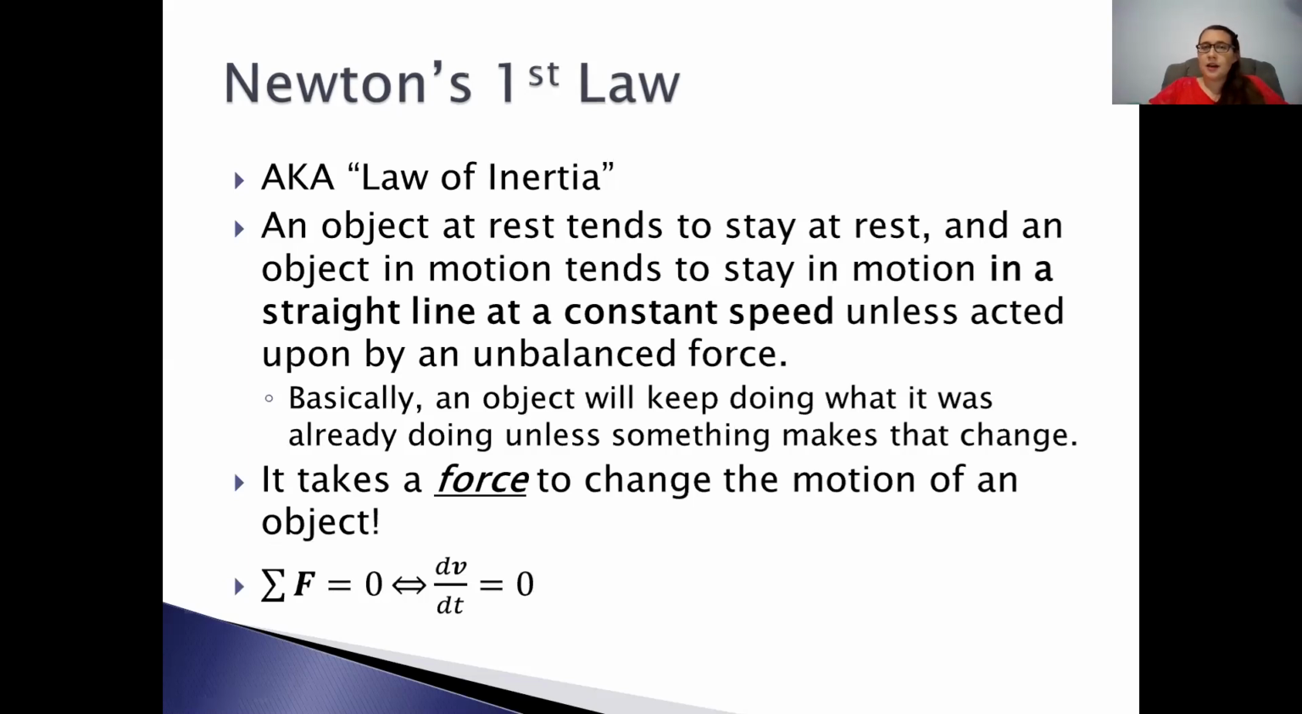That means there's nothing unbalanced in the system. Every force is balanced by something. And if that's true, then the change in its motion, right? Whenever we see a derivative, dv or delta v over delta t, that means a change in the velocity over a change in time. So if there's no unbalanced force, then there's no change in how the object is moving. There's no change in its velocity, either the speed or the direction that it's going.